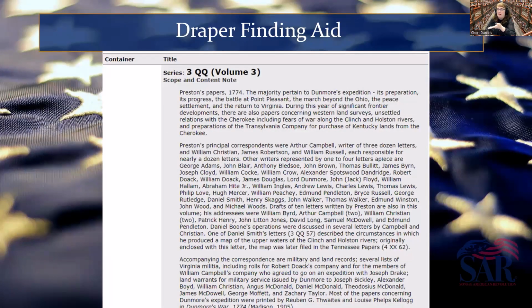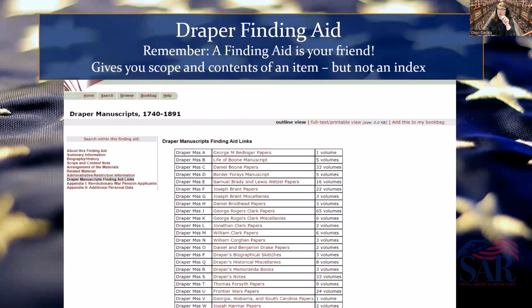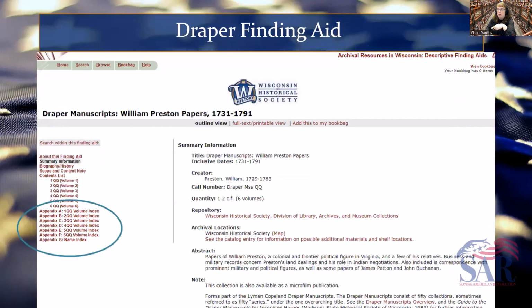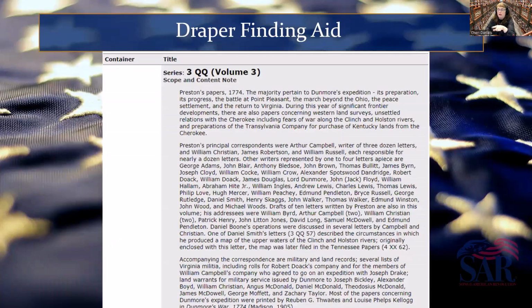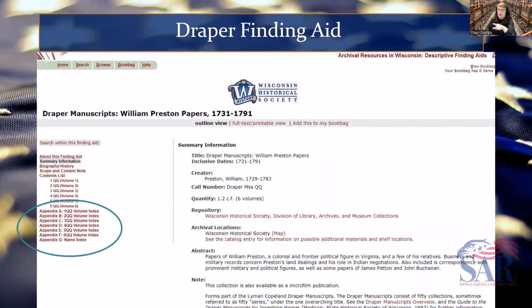So here's just a container description for volume 3. If you realize what I just showed you, that's QQ. So let's go back. This is Draper. The Preston Papers is QQ. Okay. And when I saw this right here, QQ, volume 3, there's indexes, all of this. So I clicked on 3, which is the contents list.